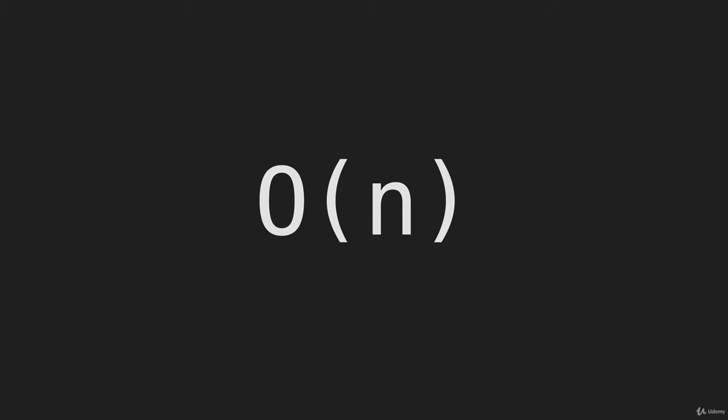So now we're going to look at our first Big O notation. And I start with O of n, not because it's the most efficient or least efficient, but because I think it's the one that's easiest to get your head around. So I'm going to explain this with a function.